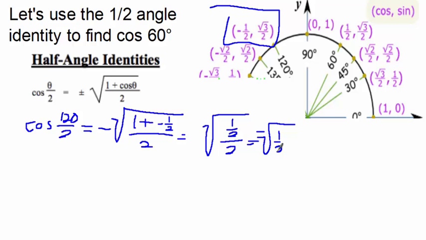1/2 times, and when we flip-flop 2, we get 1/2 again. So we have the square root of 1/4. And that we can take the square root of, we get 1/2. So they don't all stay ugly like the last one.